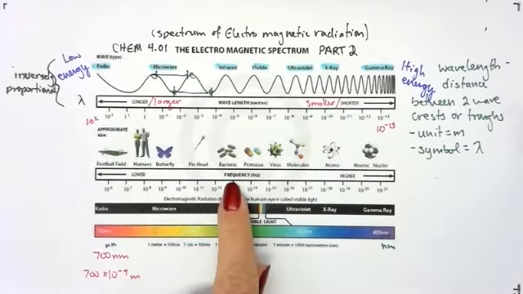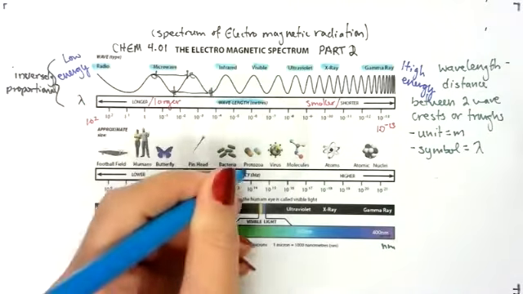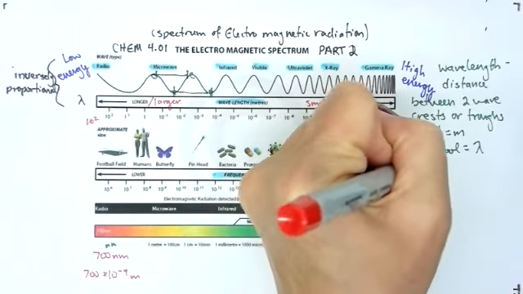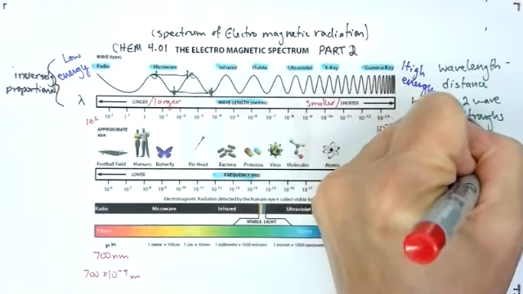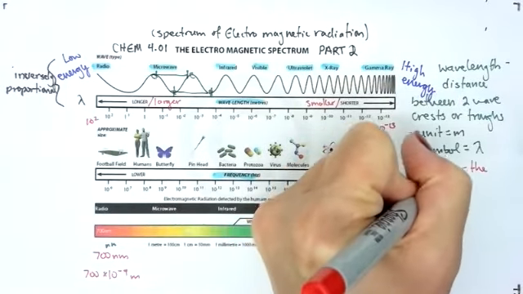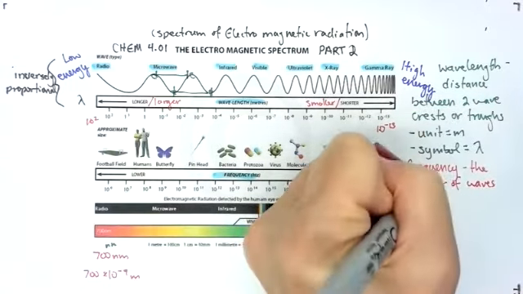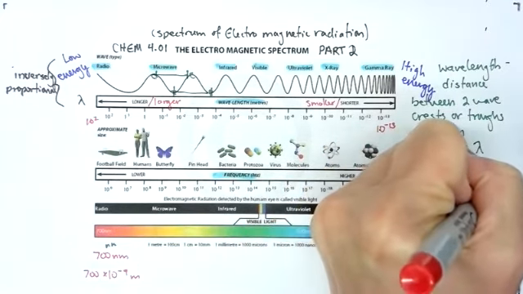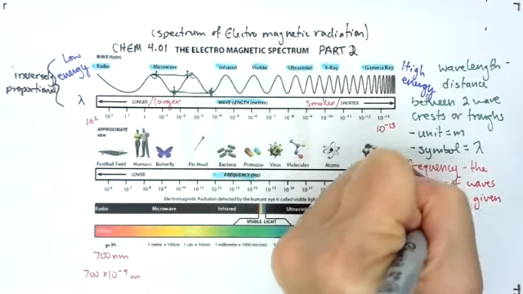Well, you'll notice down here we have another term. So here was the wavelength. We have something called the frequency. So let's start out by defining that. Frequency is defined as the number of waves that pass a given point in 1 second.